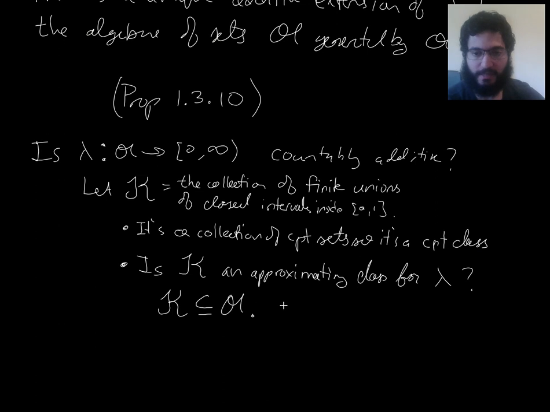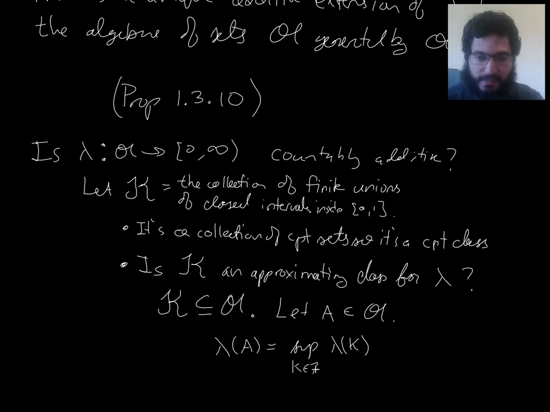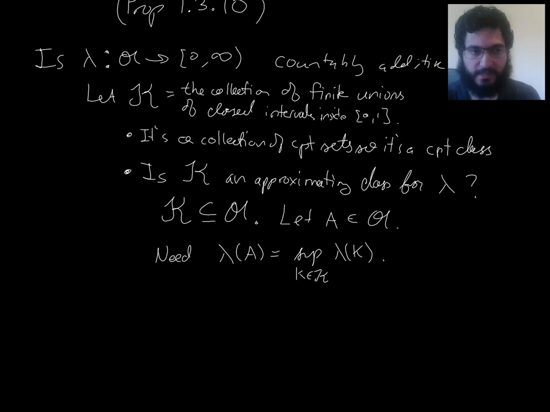So to verify that this is an approximating class for lambda, we don't need the full definition of approximating class, the thing I labeled flower. We can use the simpler version, which is the thing I labeled leaf last time, which I'm going to remind you what that is. Let A be in there, then we just need to show that for any A in there, that, not mu, but lambda of A is the supremum of the lambda of K's running over K in fancy K. So what I mean here is that this is what we need. So do we have this?